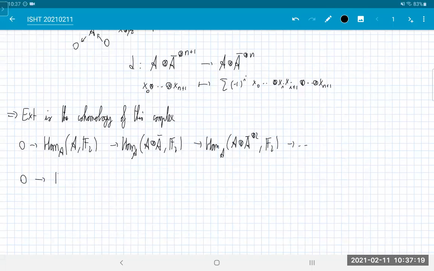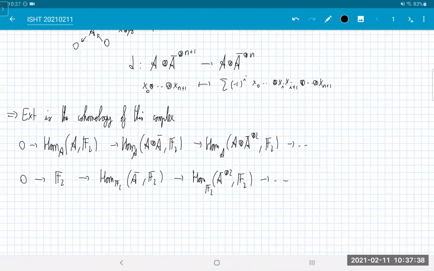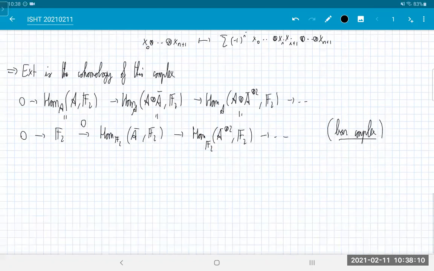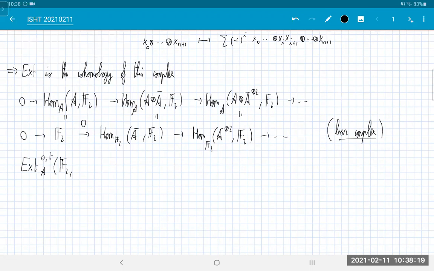But you know, we can also write them like this. Hom F2 A bar F2, hom A bar tensor two F2, etc. And this is called the bar complex. And that's the complex that computes Ext. Okay, the good thing is that when you unravel what everything means, this map is just a zero map. So we get a complete computation of the zero line. You have Ext zero t A F2 is F2 when t is zero and zero otherwise.